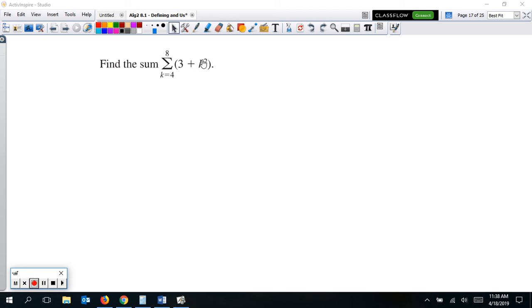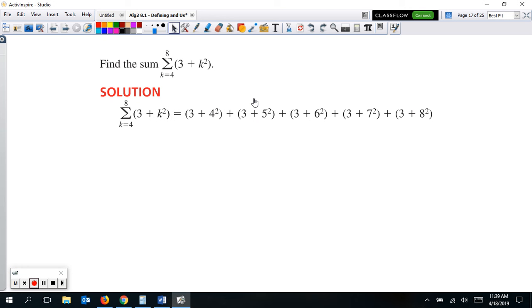So they'd start with 4, like 4 squared, then plus 3. And the last number they're going to be putting in would be 8. So they're going to use 4, 5, 6, 7, 8. Those 5 numbers are what they're going to be putting in. And then you're going to add the results together. So the sum of those 5 numbers in that series. So this is what they're doing here. They're going to generate all of those.